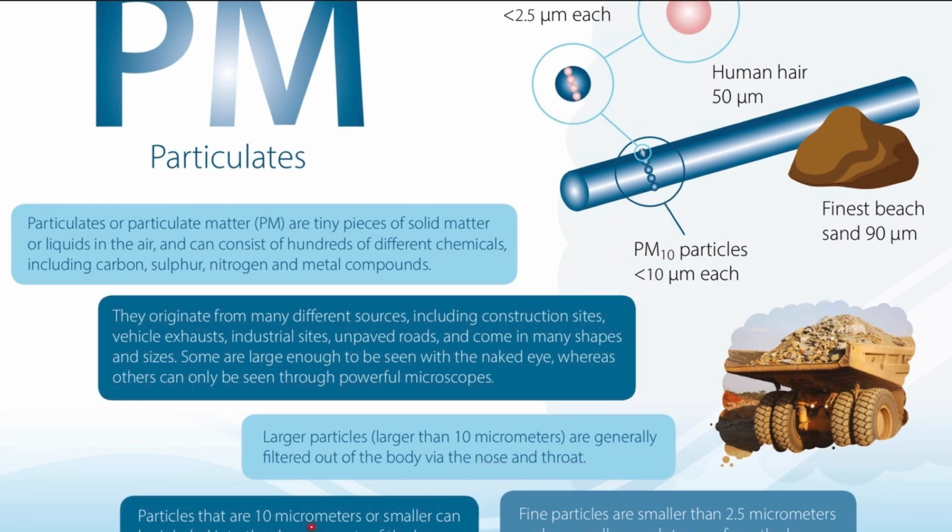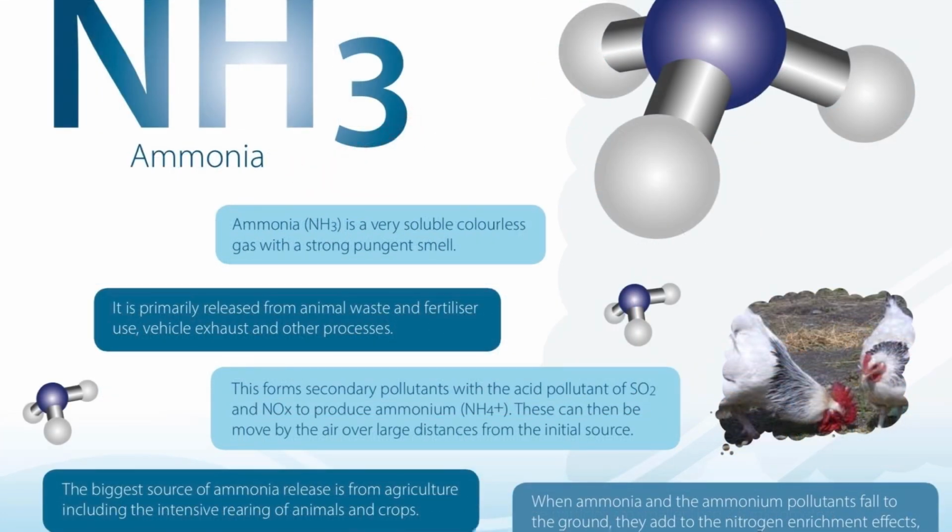However, the particles of 10 micrometer or smaller can reach into the deepest part of lungs, whereas the particle size of 2.5 micrometer can even reach the bloodstream. The next primary pollutant is ammonia. It is a soluble, colorless gas with a strong pungent smell, and it is mainly emitted into the environment through agricultural activities, whereas some amount of vehicular exhaust is also responsible for its emission.